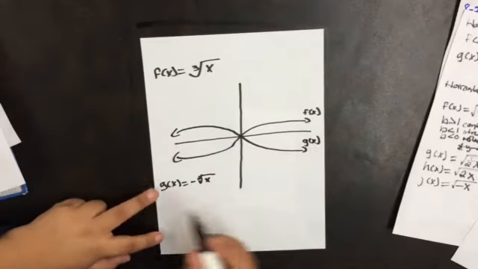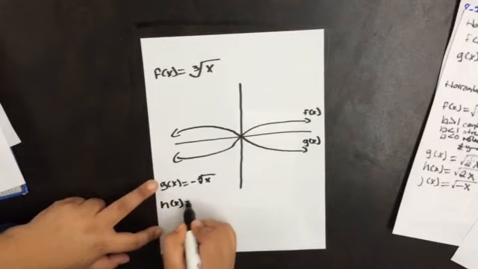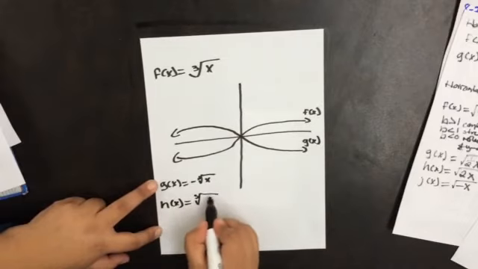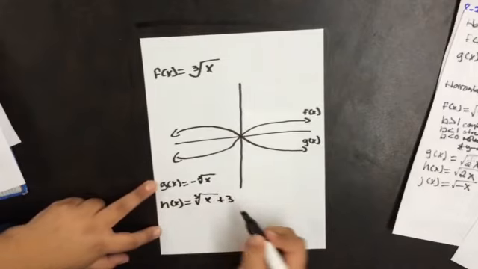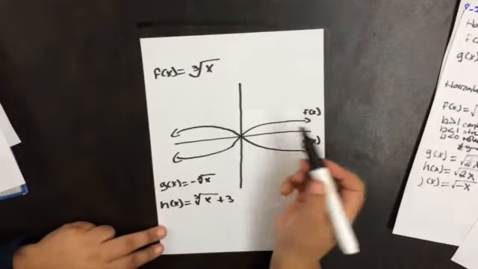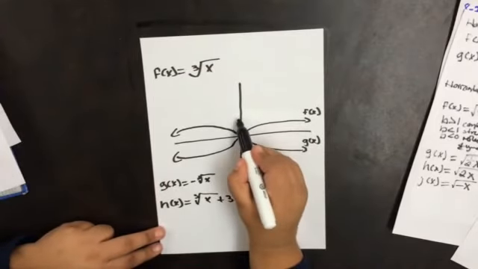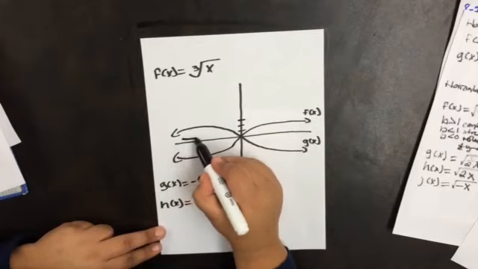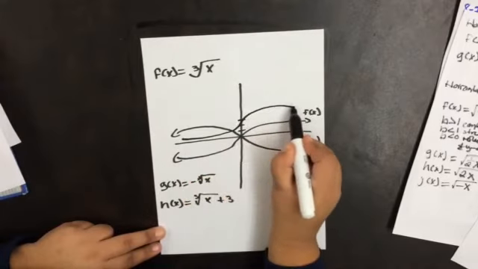G of x. What do we have? H of x equals the cube root of x plus 3. Then we're moving our graph up 3. So then it's going to look something like this.